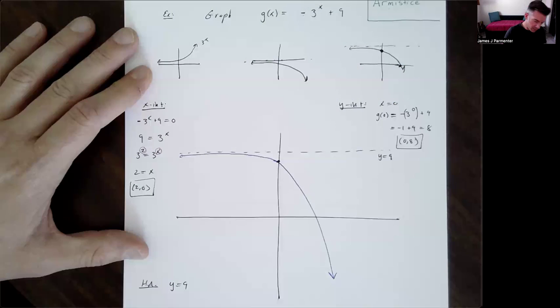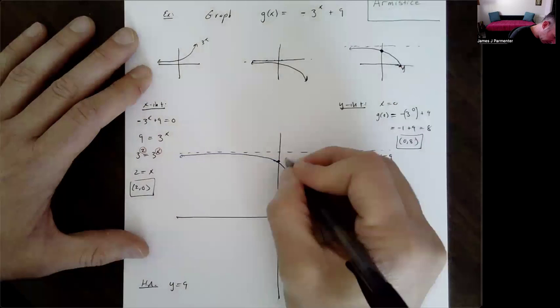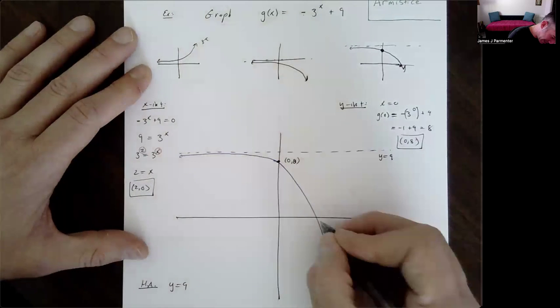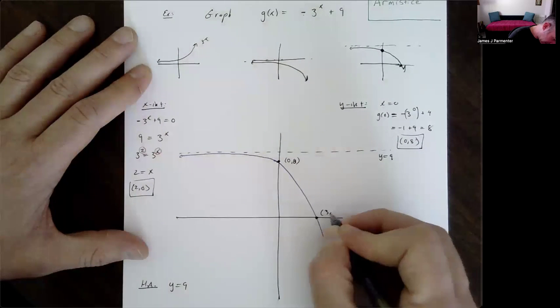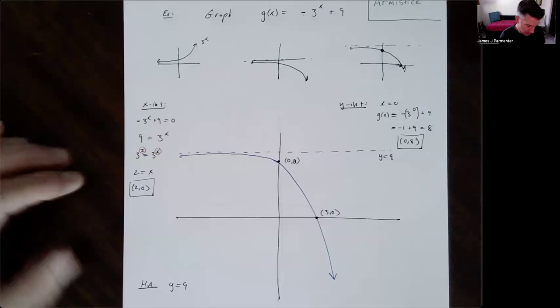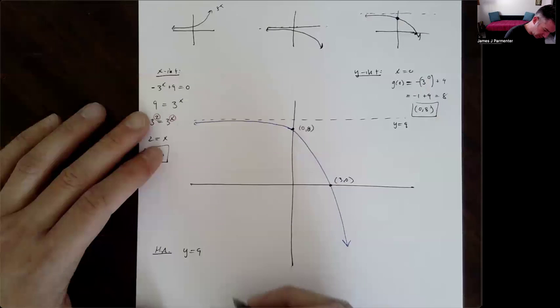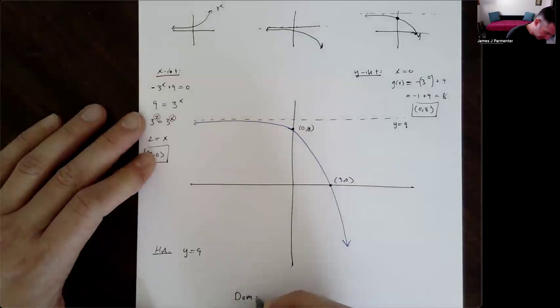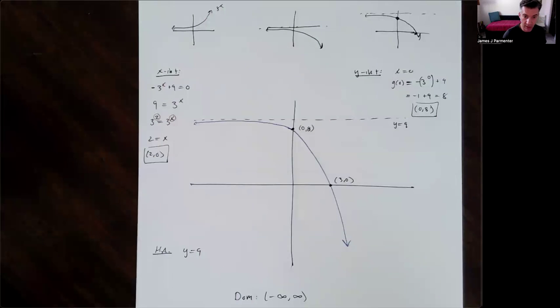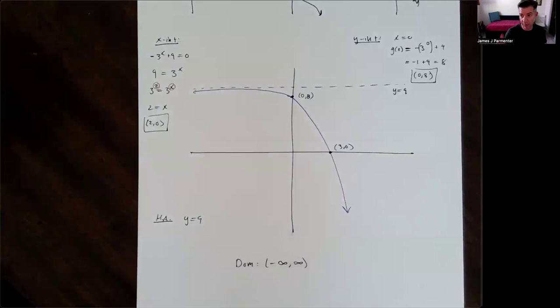Like that. So this is the point 0, comma 9, and this is the point 3, comma 0. And then we might as well talk about the domain and the range. As I said before, for exponential functions, the domain is always going to be everything. You can never have any domain issues because you don't have a fraction or a square root or a logarithm.